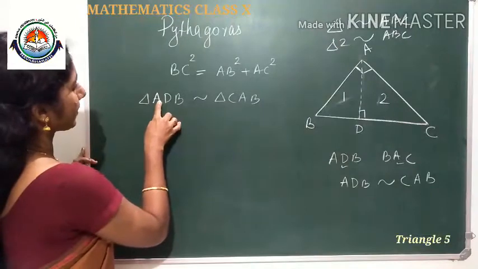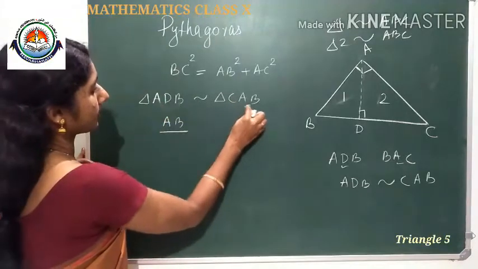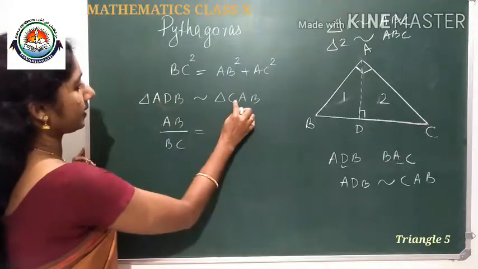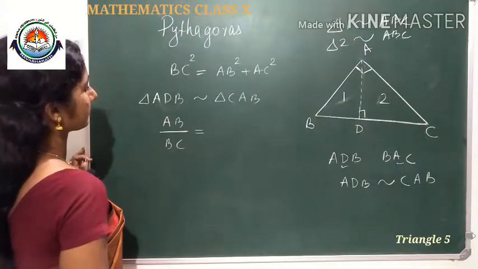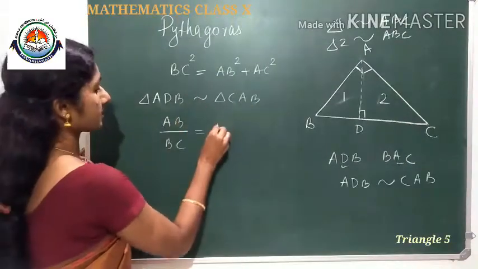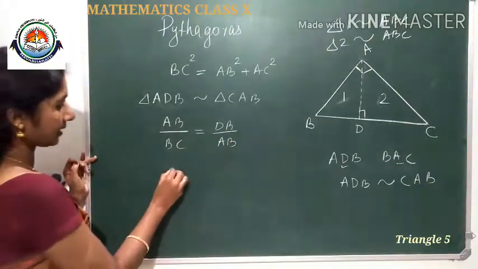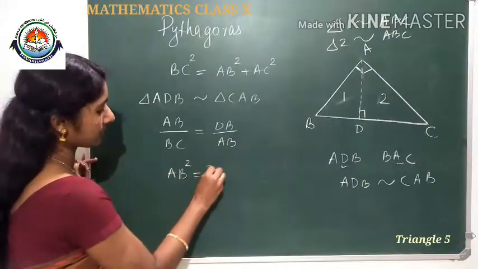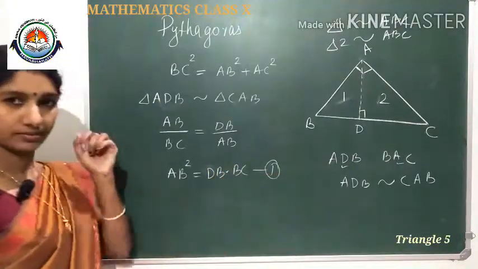So we can write AB by BC equal to DB by AB, we can take these two sides. So we are getting AB by BC equal to DB by AB, cross multiplying you are getting AB square is equal to DB into BC. We got one equation.